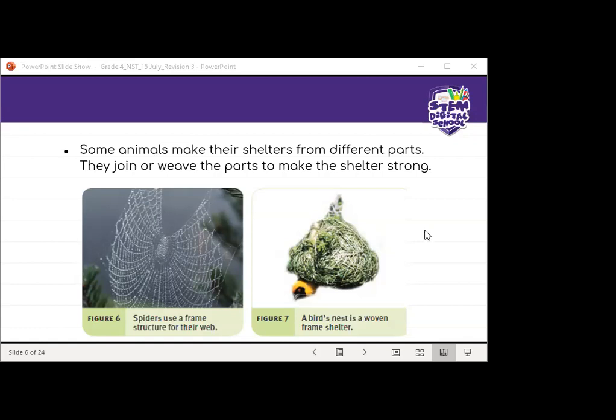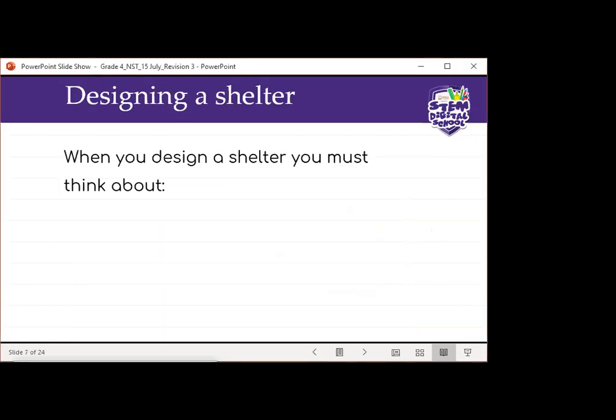Okay, so let us get into designing an animal shelter. This is a technology process. So when you design a shelter, what should you think about? When you're designing an animal shelter, what should you keep in mind?